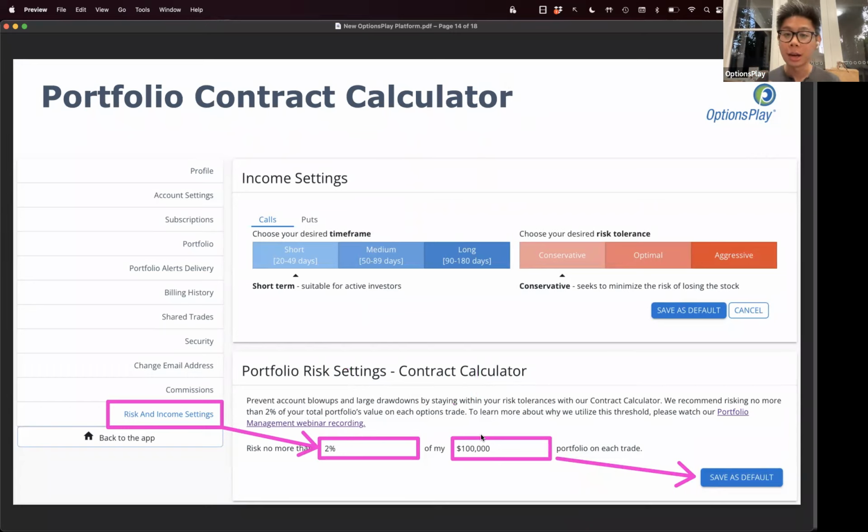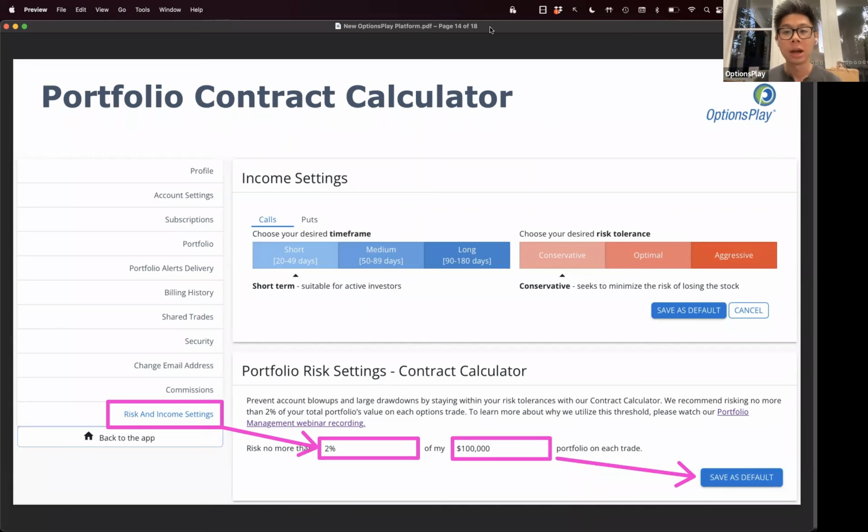Click on save, and then every single time you go and analyze a trade, whether it's a daily play, whether it's your own idea, whether it's a newsletter that you subscribe to somewhere else that's telling you to buy these puts or buy those calls or buy this credit spread or debit spread, use OptionsPlay to analyze it and calculate the number of contracts before you go ahead and place that trade. That's going to help you stay out of trouble more so than anything else that you could possibly use here at OptionsPlay. So I've spent enough time talking about that.